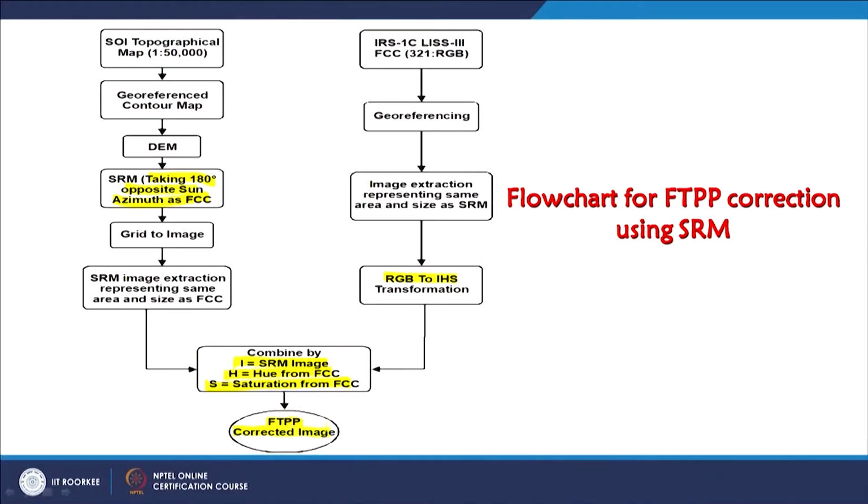In the last step we do the inverse transformation, that is from IHS to RGB. So, we started with RGB, split it into 3 components IHS. I of the image is dropped and replaced by the SRM or shaded relief model, which has the opposite sun azimuth as compared to what the satellite image has. When we do the reverse transformation from IHS to RGB, we see an image which will not be suffering from FTTP, corrected without rotating the image by 180 degrees.